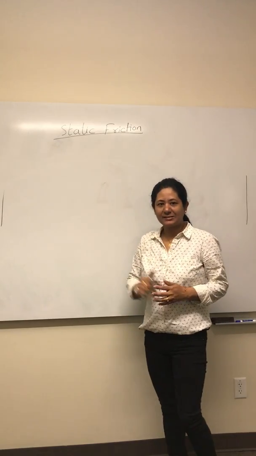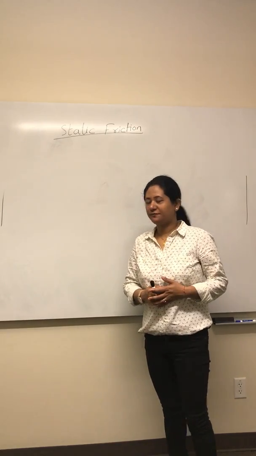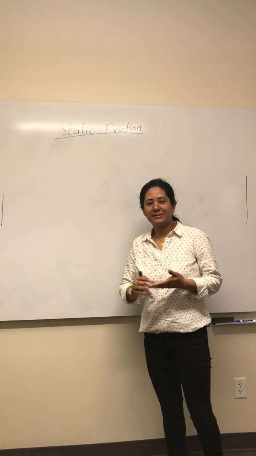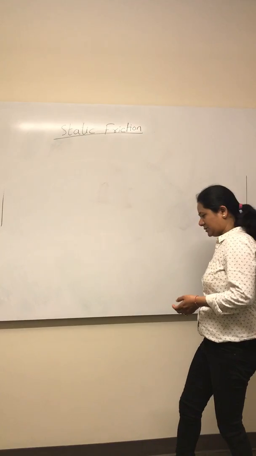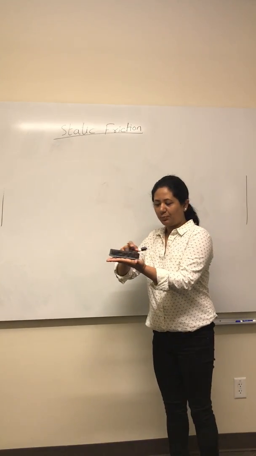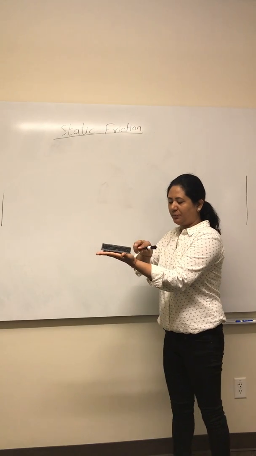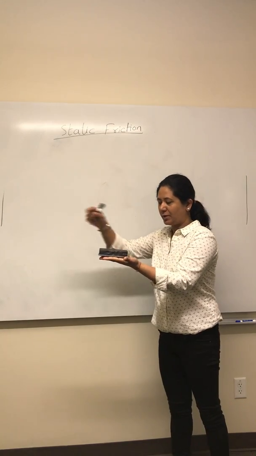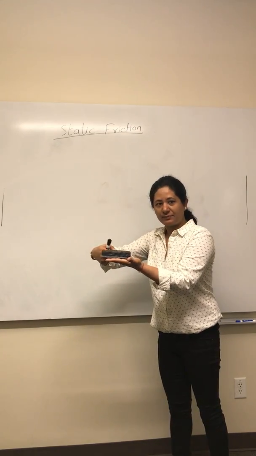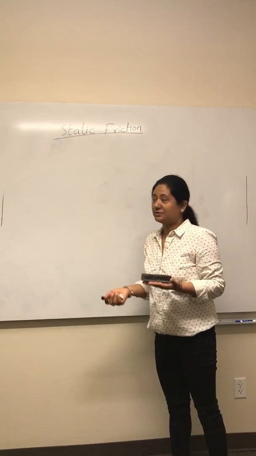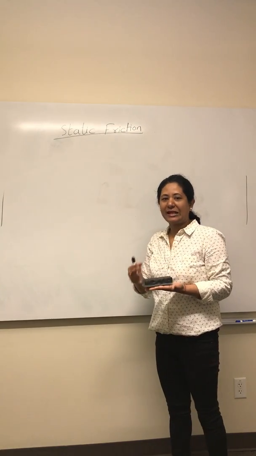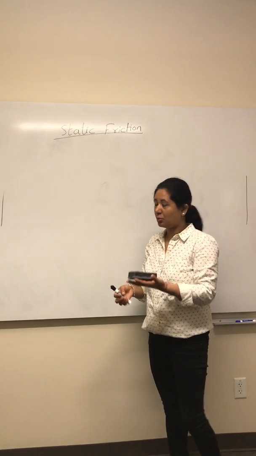Before we start static friction, we should know what friction is. Friction is basically the opposing force when two bodies come in contact with each other. If a body moves or tends to move in this way, then the frictional force comes from this way. There are many types of friction, like static friction, kinetic friction, rolling friction, and so on.